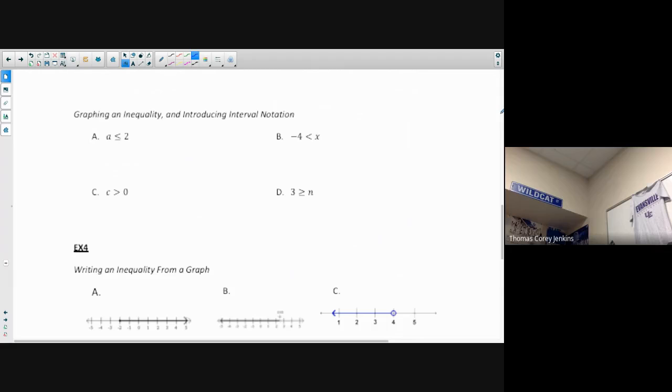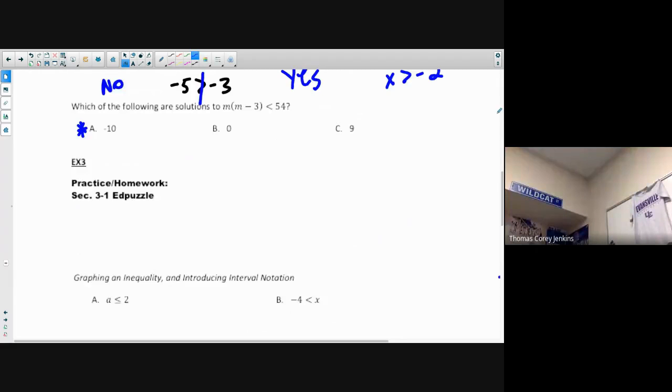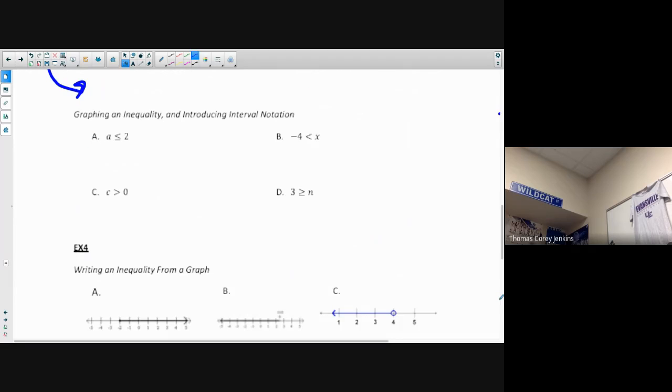Okay, moving on to, let me make sure I'm on the right example. Yeah, this should be example 3 down here. So example 3, graphing an inequality and introducing interval notation. I don't know if interval notation is actually on, well, you're not going to have a Math Excel, so never mind, scratch that. All right, so I'm going to represent these answers in 2 different ways.